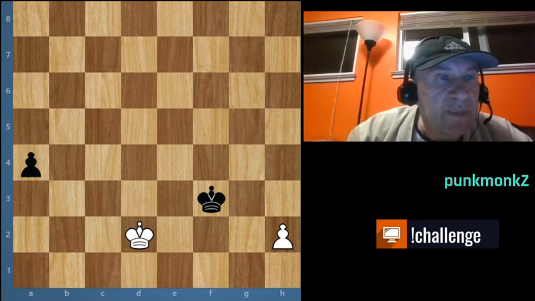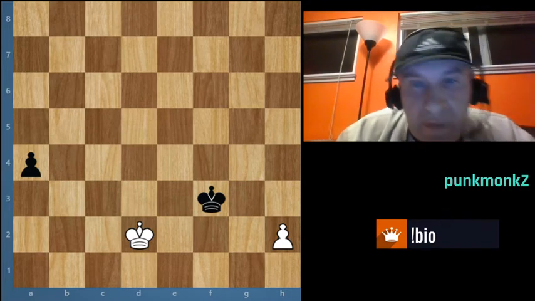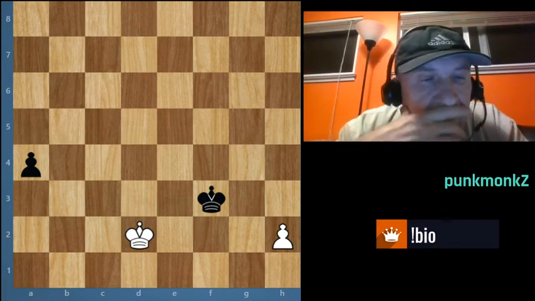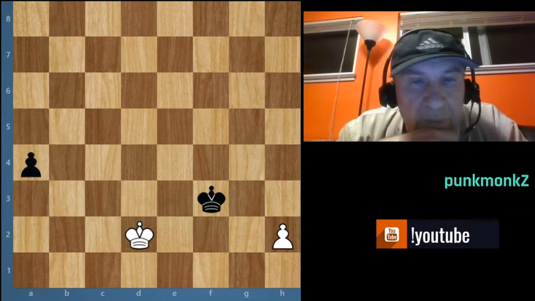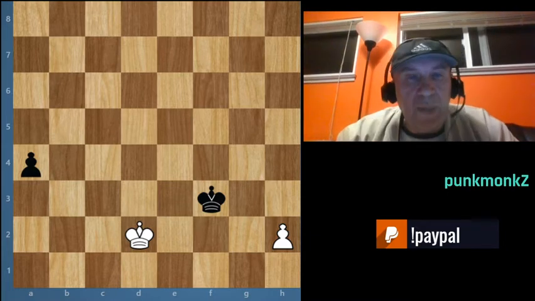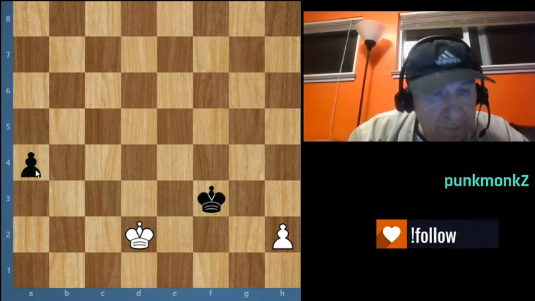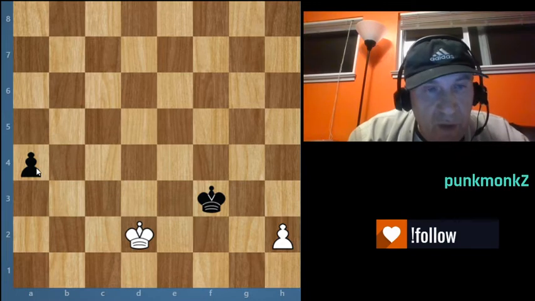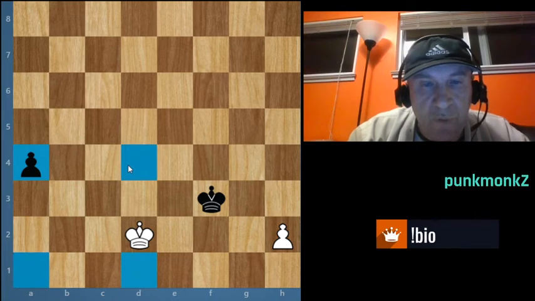So look at this position and give me some ideas. Here's the position, and it is white to play. What do you do here? Okay, what do you do? I mean, the square of the a4 pawn is here, promotion, and the fourth corner.